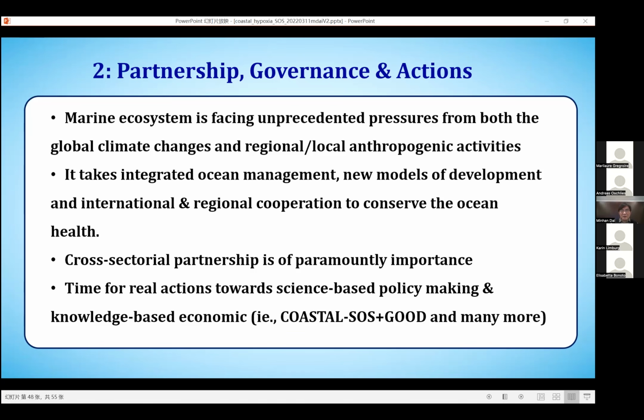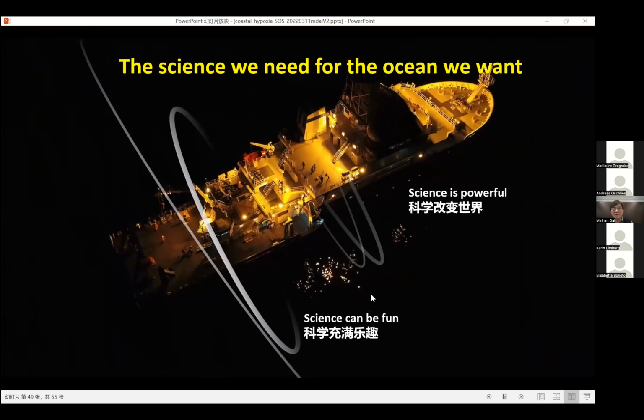And I do think cross-sector partnership is of primary importance. And most important is to take action. We need to take action for science-based policy making and a knowledge-based economy. And I think Coastal SOS, in the framework of the UN Decade, gives a good start and at least a good attempt towards this goal. With that, I thank you all very much. Stop sharing now.